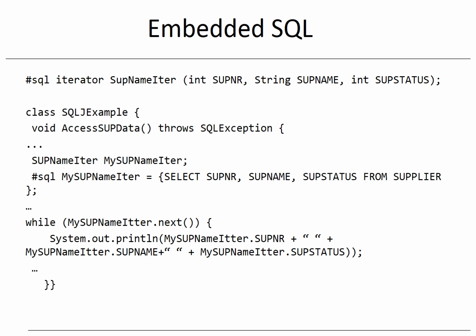Here you can see an example of a cursor, also called iterator in SQLJ. The iterator, mySubnameIter, is connected to the query select subnumber, subname, substatus from supplier. The individual rows can be retrieved one by one in a while loop using the method next.